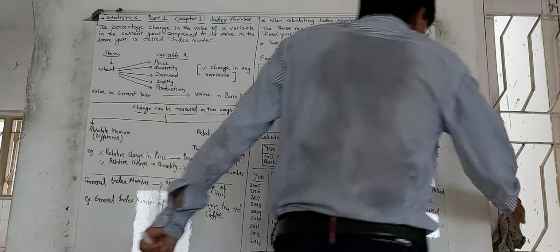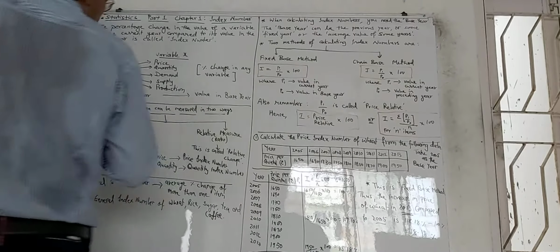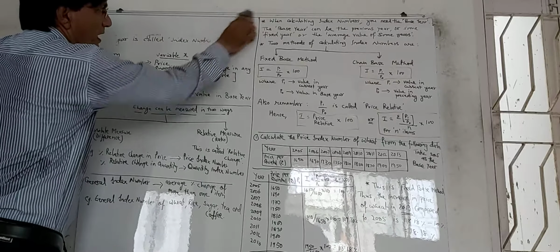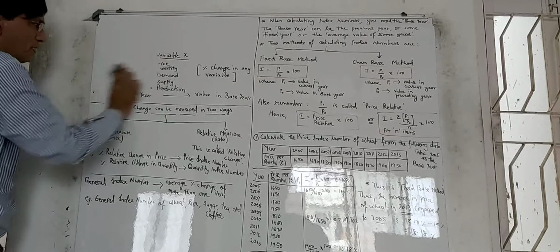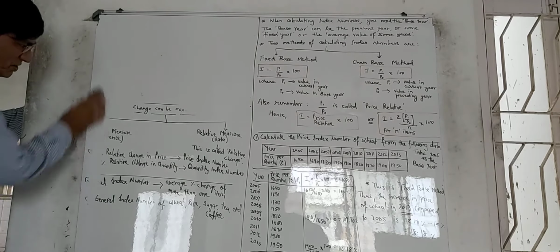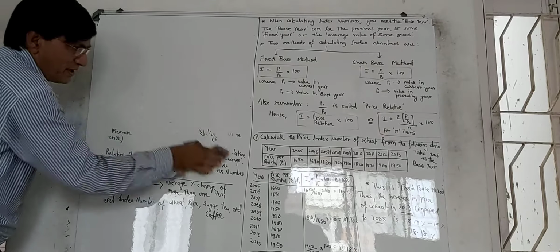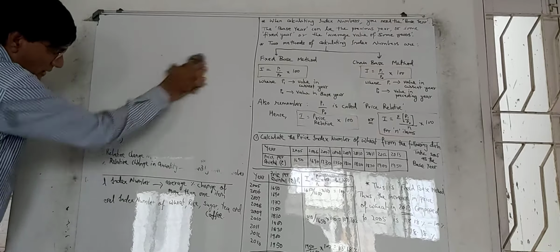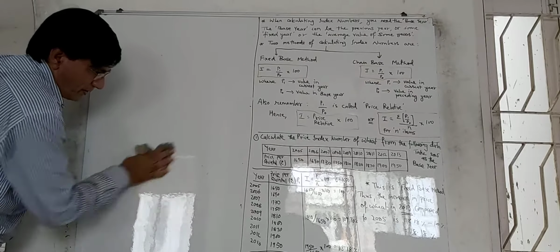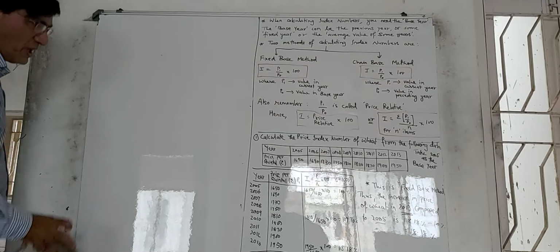Now, suppose I want to do the same problem by the chain based method. You can see there is just one small change, and we might get slightly different values. Let's see what happens if I do it by the chain based method. Alright, the same problem but by the chain based method.